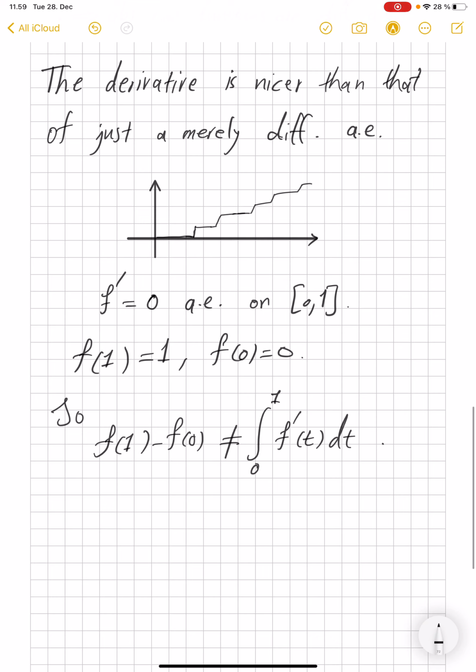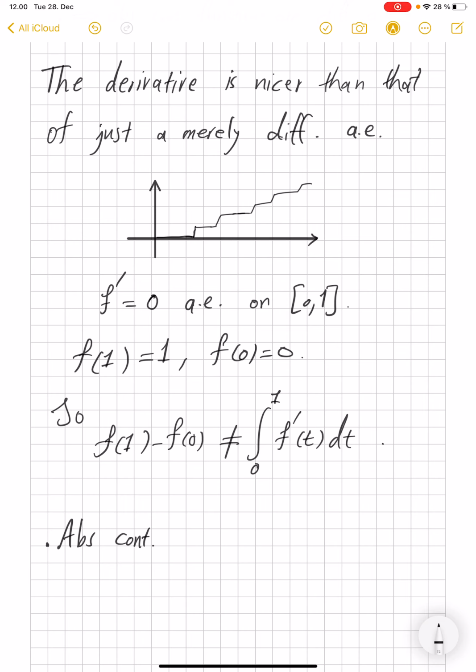The fundamental theorem of calculus is never stated with the right assumptions in undergrad courses. So for some time, we may be under the impression that, well, whenever you have a derivative, you have this. That's not the case, as this example clearly shows. Absolutely continuous functions are characterized by the fact that the fundamental theorem of calculus holds for them.